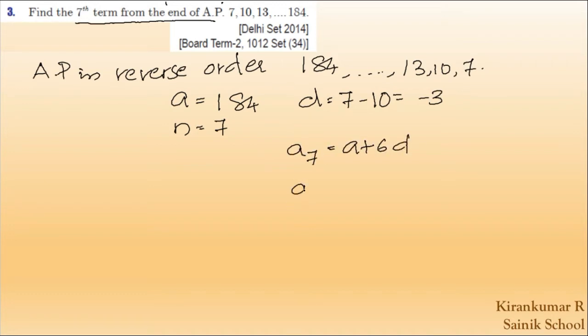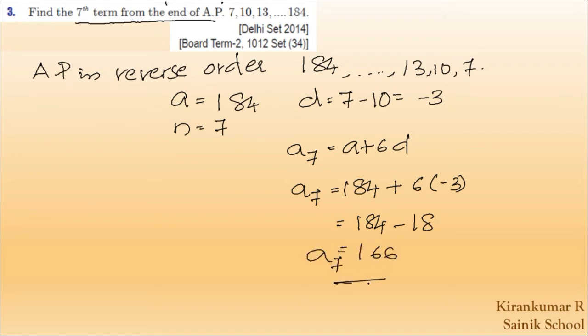Let's substitute: A7 is 184 added to 6 times -3. It will be 184 minus 18. This will be 166. This will be the 7th term.